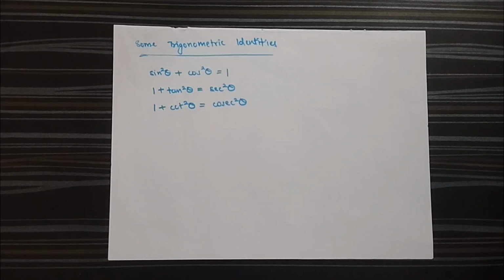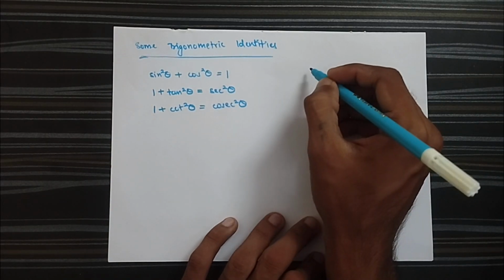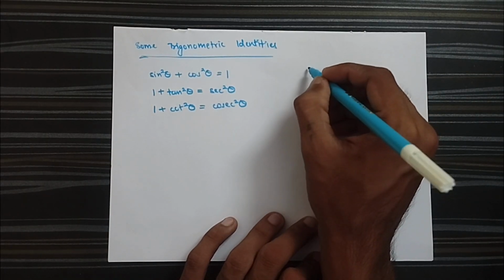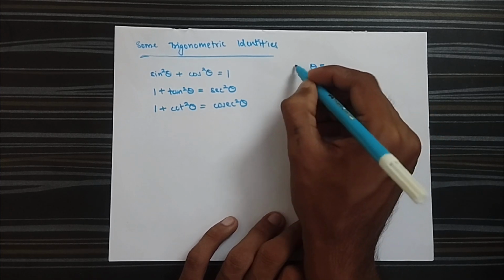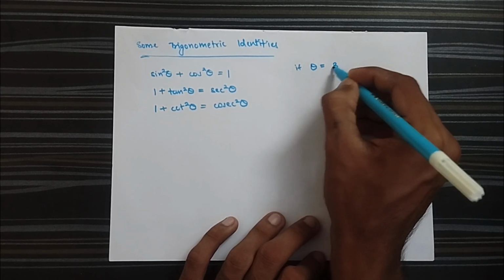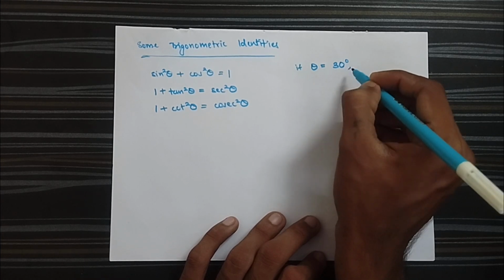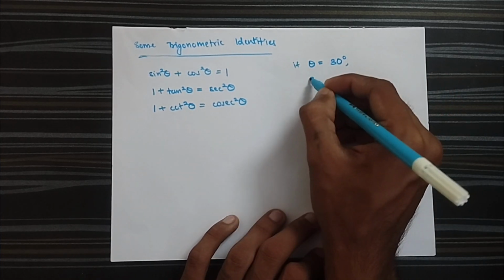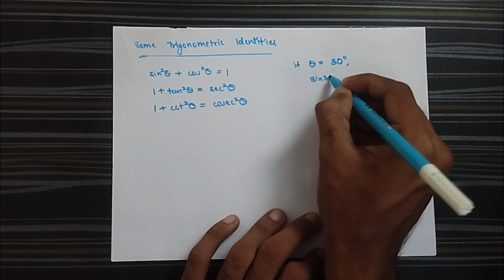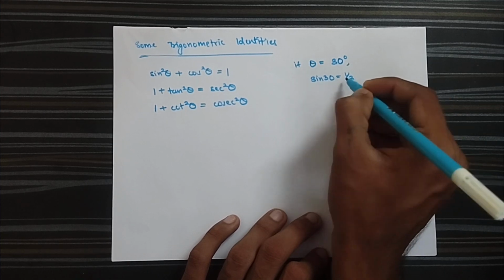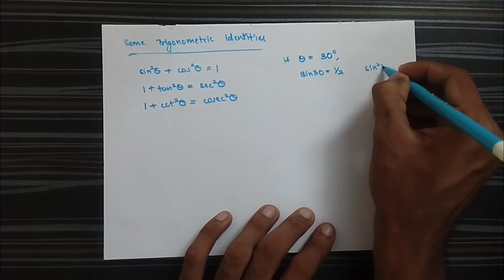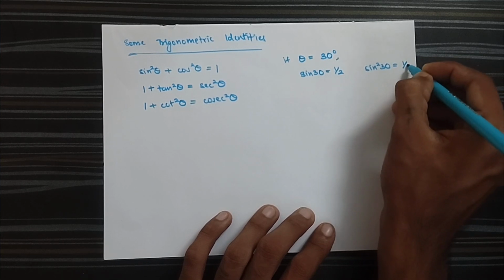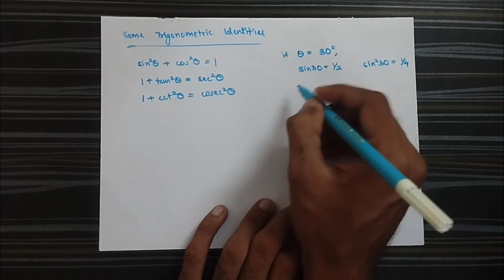We can verify these identities. I'll give you an angle which we have learned previously. If we take theta equal to 30 degrees, sine 30 would mean 1 by 2 for those who have memorized the table. So what would be sine square 30? It will be 1 by 4, 1 by 2 whole square.